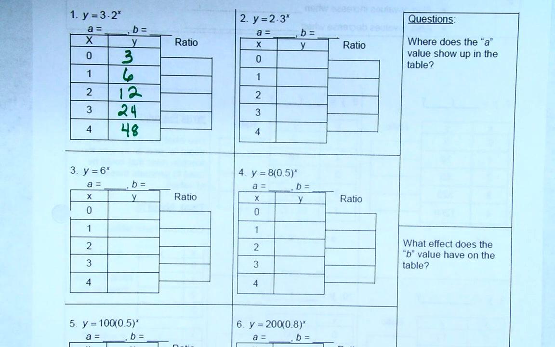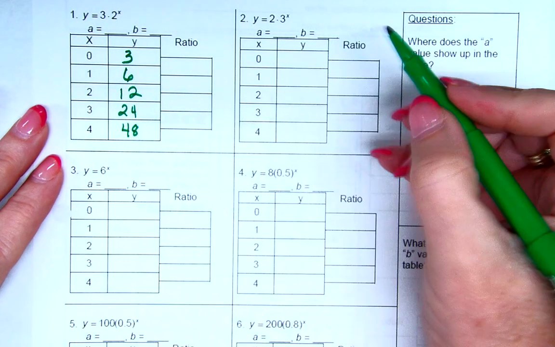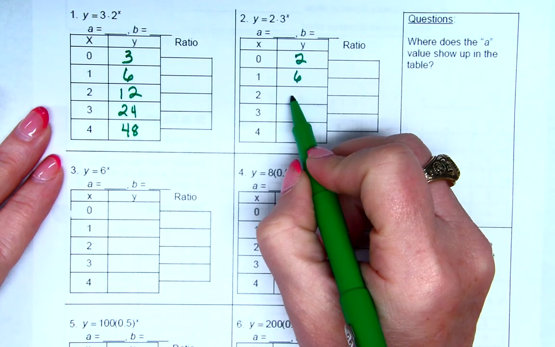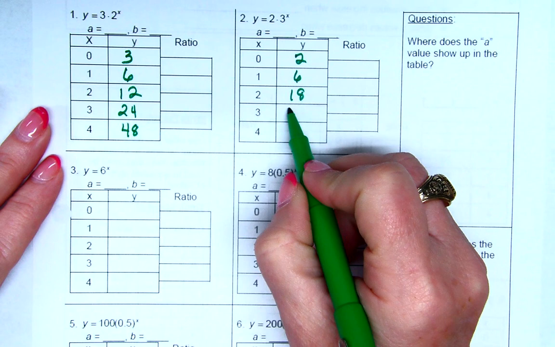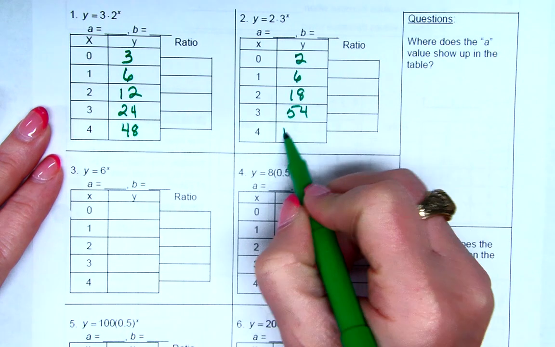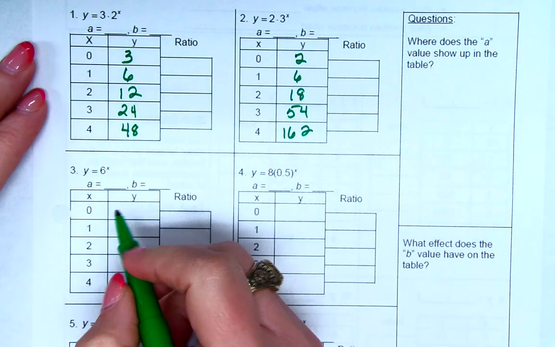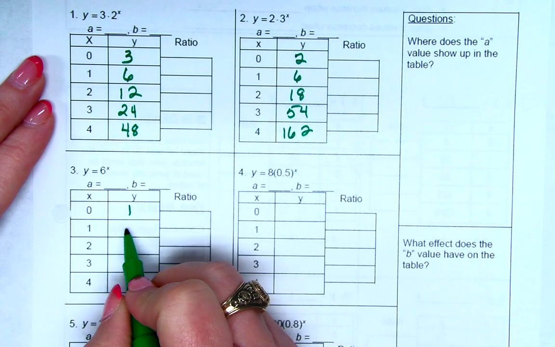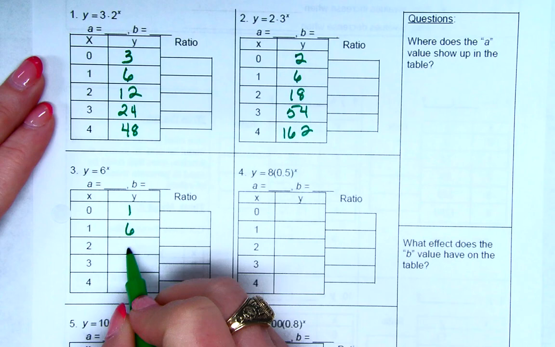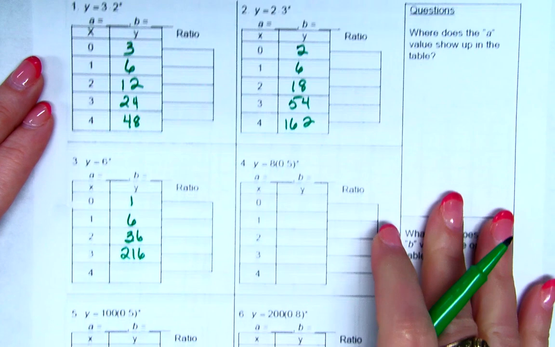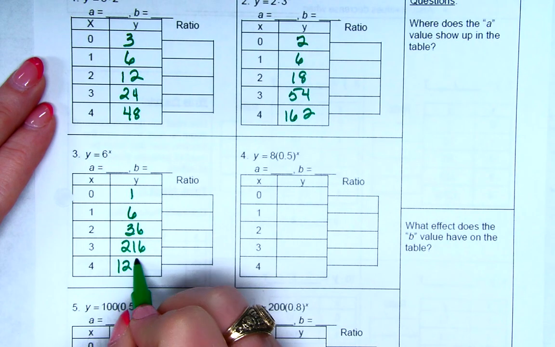If you didn't volunteer to do one, I want you to do one anyways. What you got? 5 and 2. Okay. 0 is 2, 1 is 6, 2 is 18, 3 is 54, and 4 is 162. Thank you very much. Good job. What you got? I have 3. 0 is 1, 1 is 6, 2 is 36, 3 is 216, and 4 is 1296. Very good.